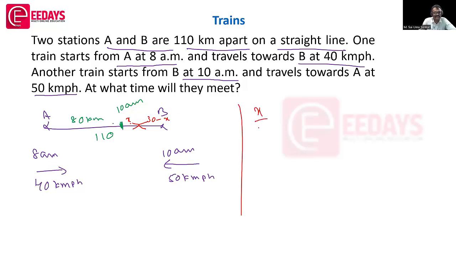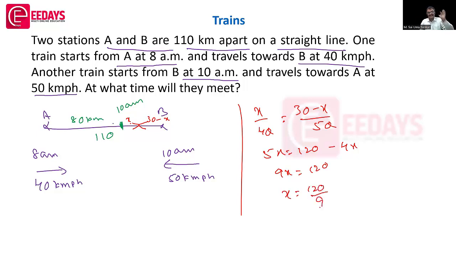So X by 40 is equal to 30 minus X by 50. Cross-multiplying, 5X is equal to 120 minus 4X. 9X is equal to 120. X is equal to 120 by 9. That X is length. We need the time. So how to calculate time? The speed of this train is 40 kilometers per hour. How much time is taken to cover this length? That's what we required, X.